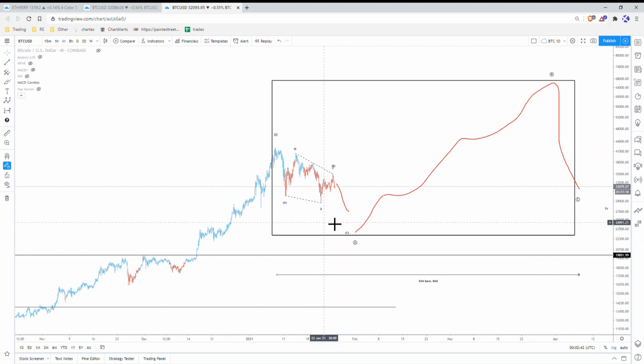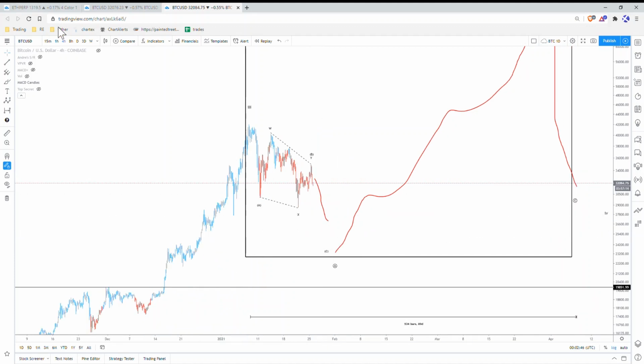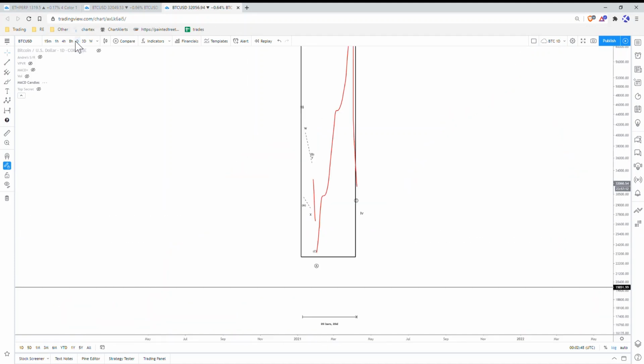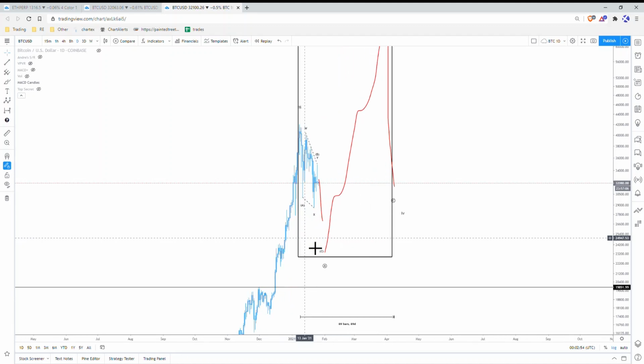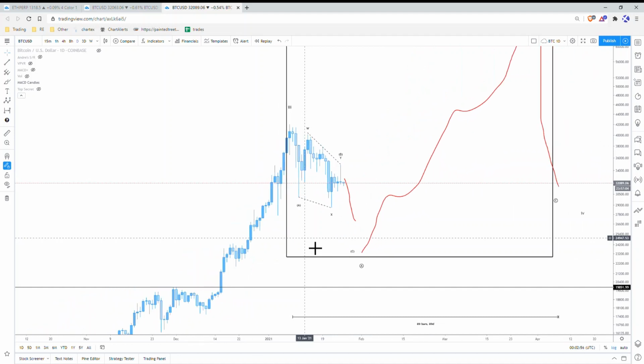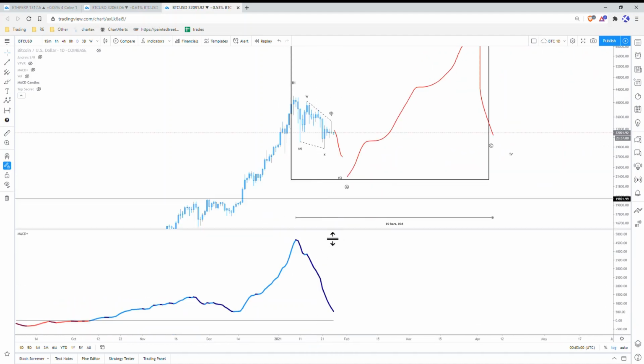So what makes me wrong here? Well, daily turning red would pretty much confirm it. It'd also be very likely that that was a local bottom. If the daily turns red, we're going to be very close to the bottom. You can see how close it is. It's not going to go much further without a bounce.